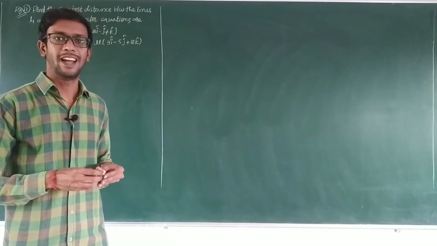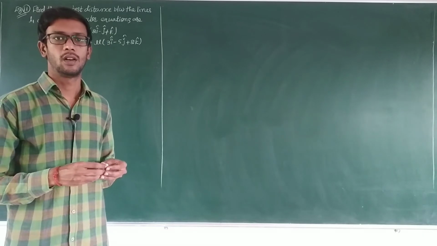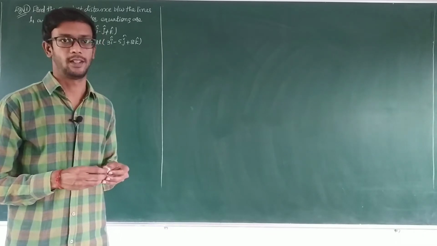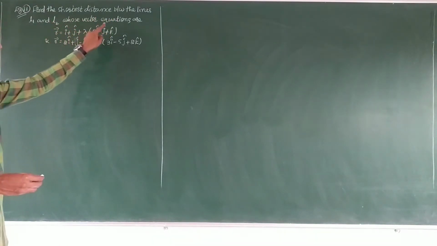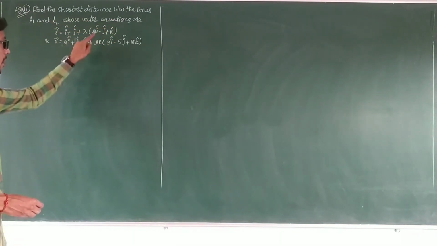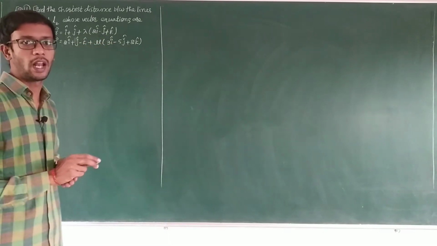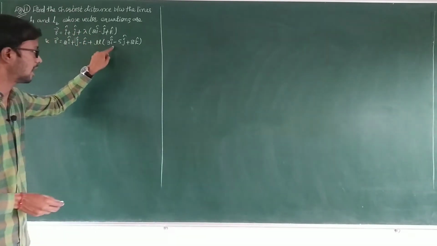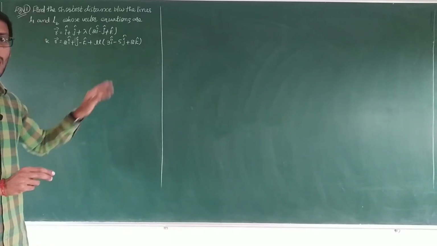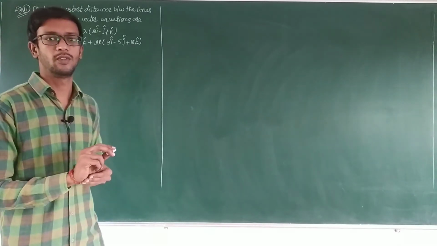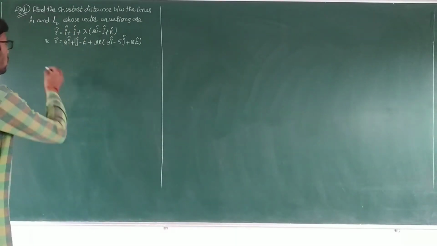Now see example 11, based upon the shortest distance between two skew lines. Find the shortest distance between the two lines whose vector equation is given. First you have to see these two vectors. If these two vectors are the same, the two lines are parallel lines. These two vectors are different, so these two are skew lines. So now we have to use the shortest distance between two skew lines in vector form. So, solution here.